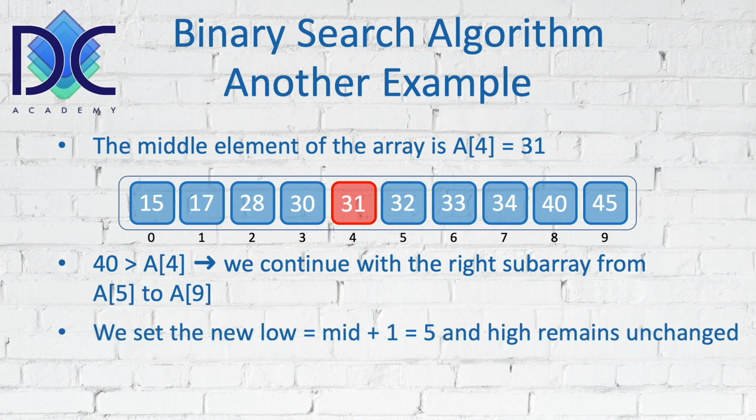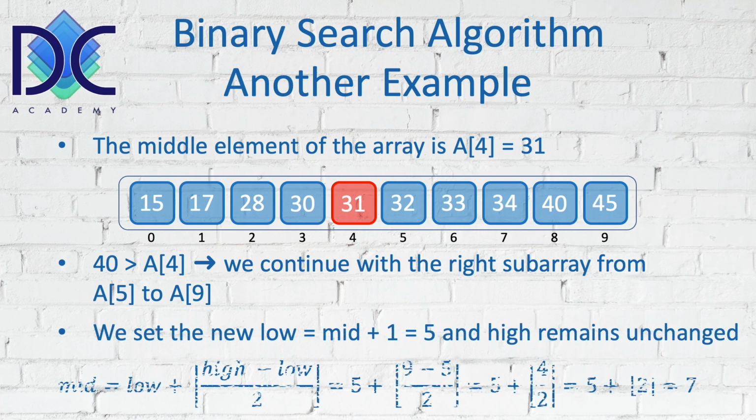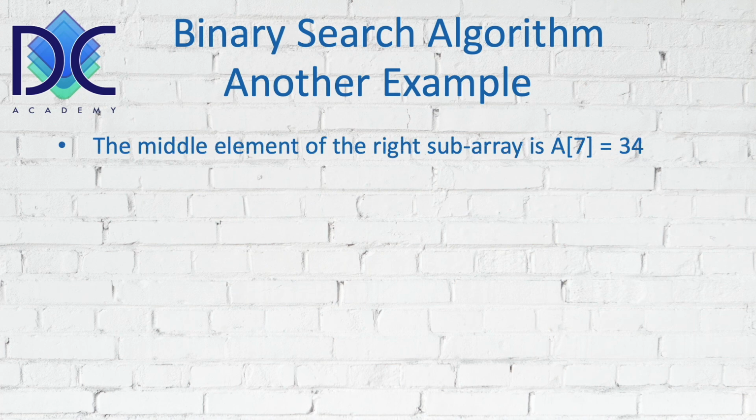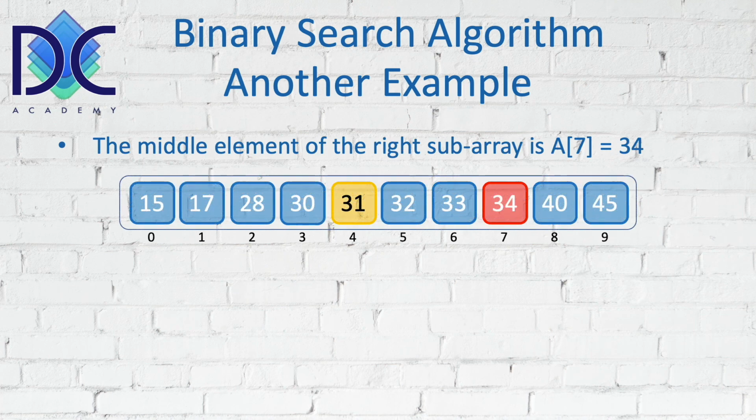The next step is to find the new middle value. The new middle value is the low value, which is 5, plus the floor of (high minus low) divided by 2, which is (9 minus 5) divided by 2. So we have 5 plus 4 divided by 2. 4 divided by 2 is 2, so the floor is 2. So we find now that the middle value is 7. And we look again at the next element. We see that A7 is 34.